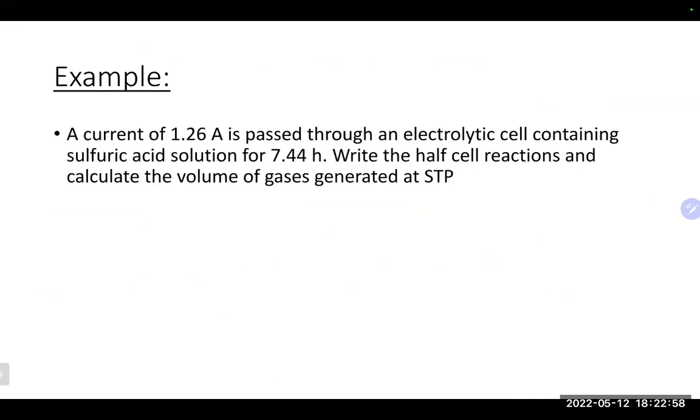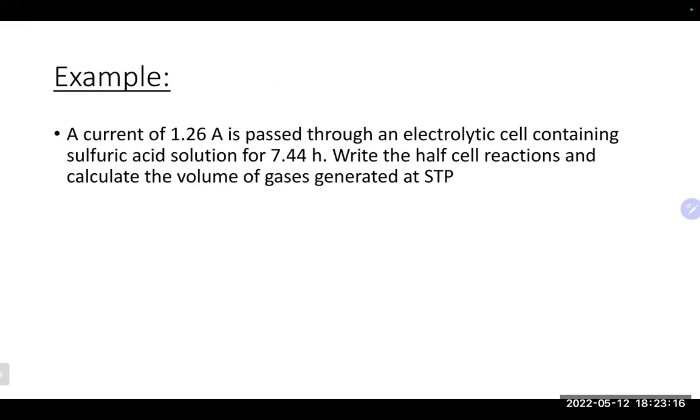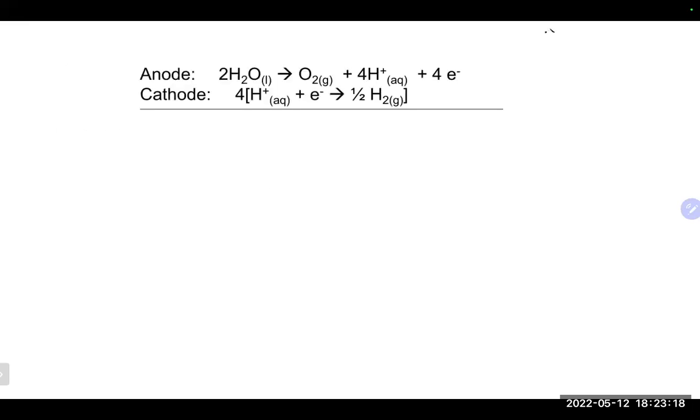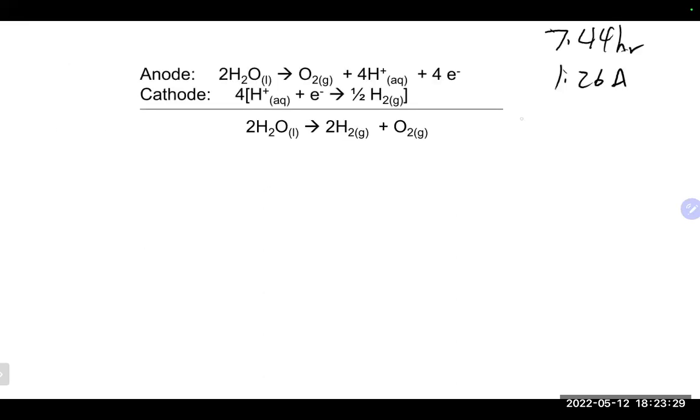So if we run a cell at 1.26 amps and we run it for 7.44 hours, how much volume of each gas will be produced at STP? So we're going to run basically this cell for, what did it say there? Well, 7.44 hours and 1.26 amperage, I believe. And we want to know the volume of oxygen gas and hydrogen gas at STP.